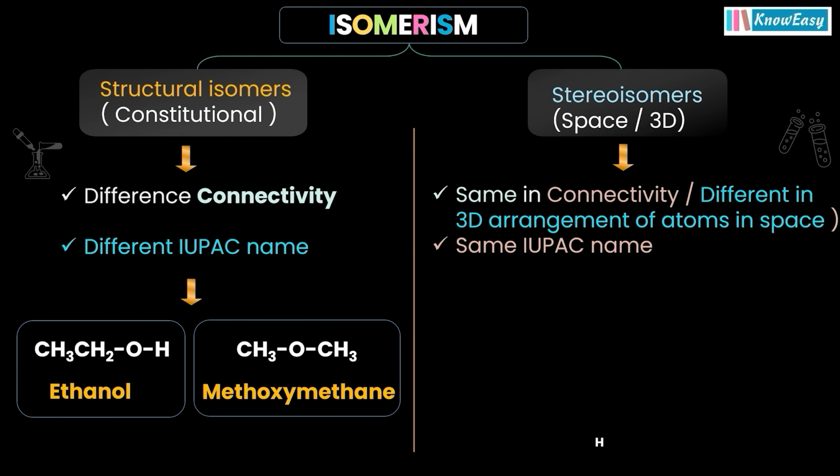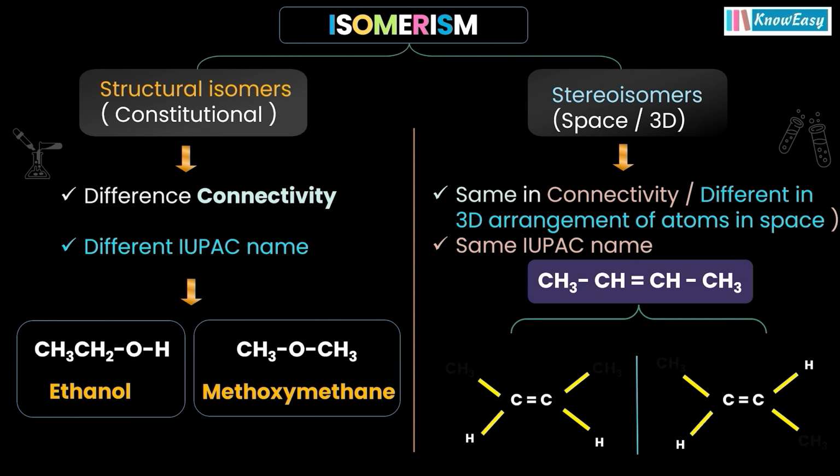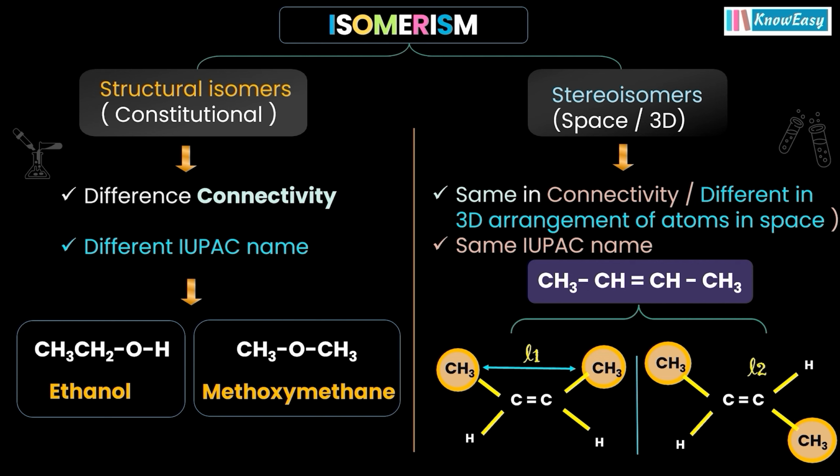Clear? Now to understand stereoisomerism, let's take a simple example, but-2-ene. It may exist in two different forms. In the first orientation, you can see two methyl groups are close to each other in the same side. Whereas in the second orientation, two methyl groups are present away from each other in the opposite side. You can note length between methyl and methyl in the first orientation is L1, whereas length between methyl and methyl group in the second orientation is L2. So there is a clear-cut difference between the length L1 and L2. That is, L1 is not equal to L2.